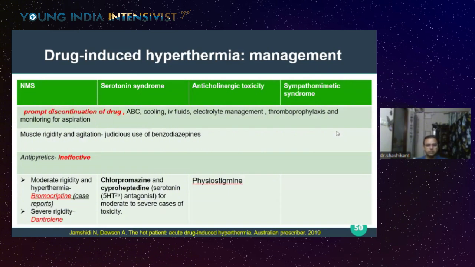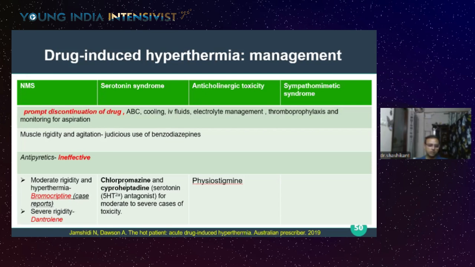So how do you manage these different drug-induced syndromes? Common to all of them is the very basic ABC, cooling the patients if there is hypothermia, using IV fluids, electrolyte management, thromboprophylaxis, and monitoring them for risk of aspiration. If there is muscle rigidity and agitation, we need to use benzodiazepines judiciously. And I would like to emphasize again that antipyretics are really ineffective in managing fever or raised temperature in these patients. In NMS, if there is moderate rigidity and hypothermia, we can use bromocriptine, which is an agonist to dopamine type 2 receptors. And if there is severe rigidity, there are case reports where we can use dantrolene.